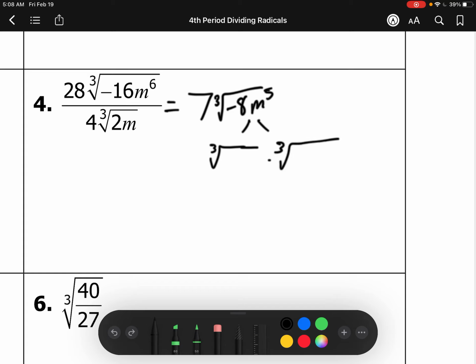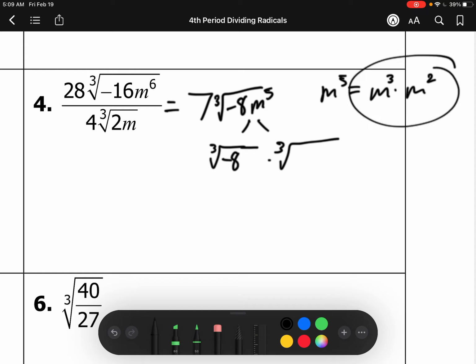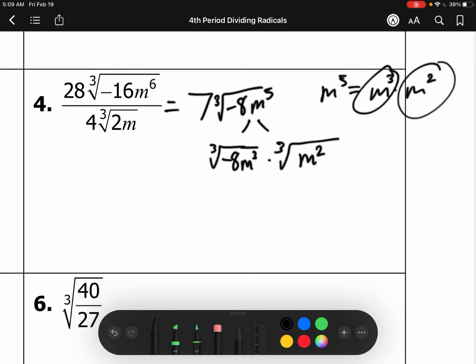So I said I can take the cube root of negative 8, so I'm going to put negative 8 here. M to the fifth power, I need to break that up into 2 terms. I need to break up this 5 into 2 numbers that add up to 5. One of them has to be a multiple of 3. The greatest multiple of 3 that I can get from 5 is just 3, right? And then 5 minus 3 is 2, so that means that the other exponent has to be 2. Because if you were to multiply these two together, you would get m to the fifth power, right? This is going to go in the radical that we can simplify. So this is negative 8m to the third power. And this is going to be m squared right here, right? Because this goes in the radical that we can't simplify.